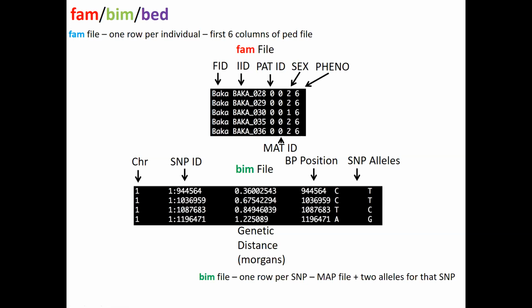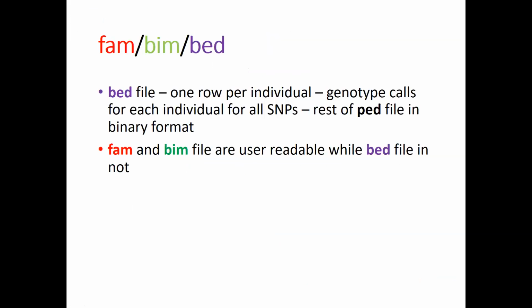Also, the first 4 columns of the .bim file are the same as those in the MAP file above. In each row, the last 2 columns of this .bim file represent the 2 alleles for the corresponding SNP, like this one in the picture. Each row represents one individual in the .fam file.